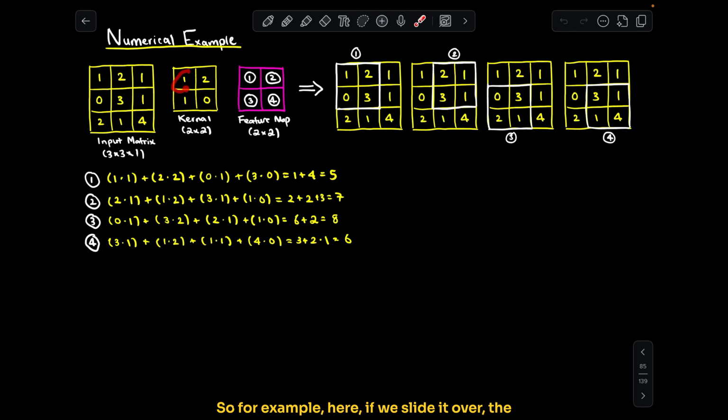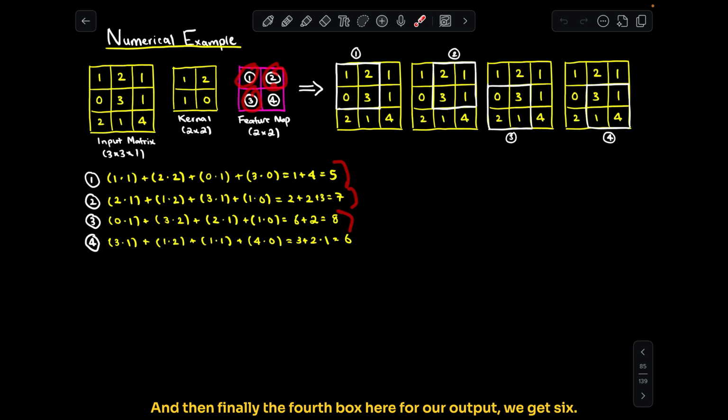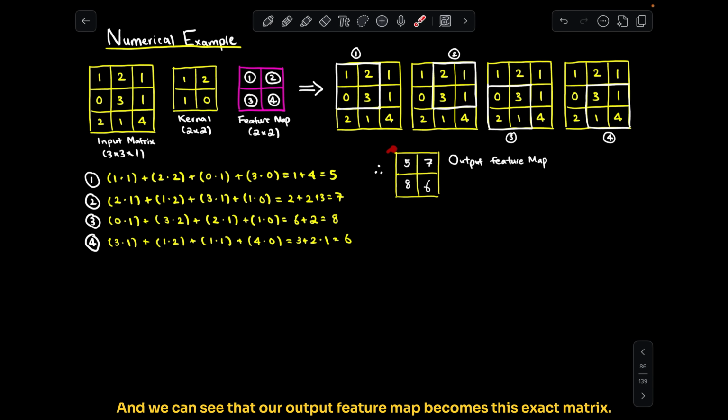So for example, here, if we slide it over the first one, 1 and 1 are multiplied together, then 2 times 2, which we get here, then 1 times 0, which we get here, and then finally 0 times 3, which we get here, and we sum up each one of the values to get 5. And then we do the same thing once we slide it over the second area, this third area, and finally this fourth area. And in the end, we get 4 values. So in this first box here, we get the value of 5, and the second box we get 7, the third box we get 8, and then finally the fourth box here for our output, we get 6. And we can see that our output feature map becomes this exact matrix.